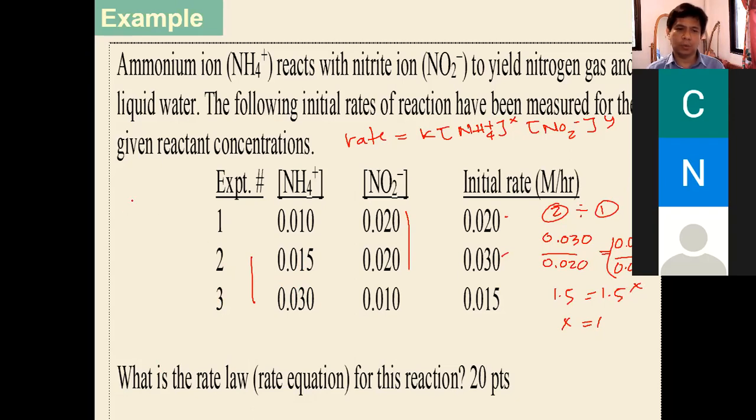Diba? So if we're going to get the equation 3 divided by equation 2, sorry, you're going to get something like 0.03 divided by 0.015. Nakakasunod ba?